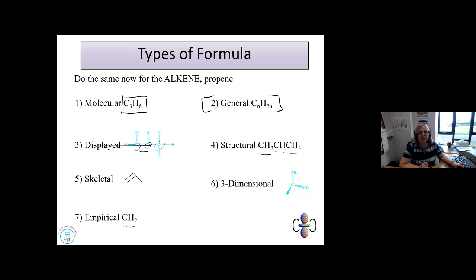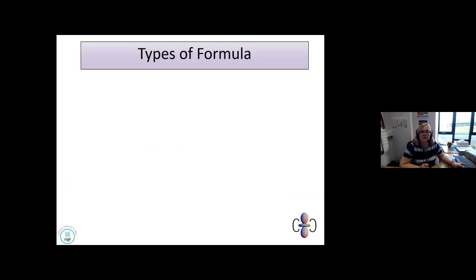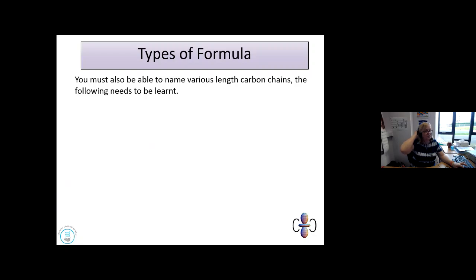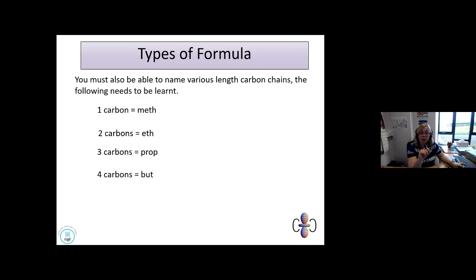That's the empirical, therefore. Right, you have to, as you did in GCSE, be able to name various chain lengths as well. Now, you have to be familiar with up to hex in GCSE, but you have to know a few extra ones this time as well, okay? So you've got the 1 carbon, which is meth, which is a single carbon. Then you've got eth, which is 2. 3 is prop. You've got 4 carbons, which is but. You've got 5, which are pent.